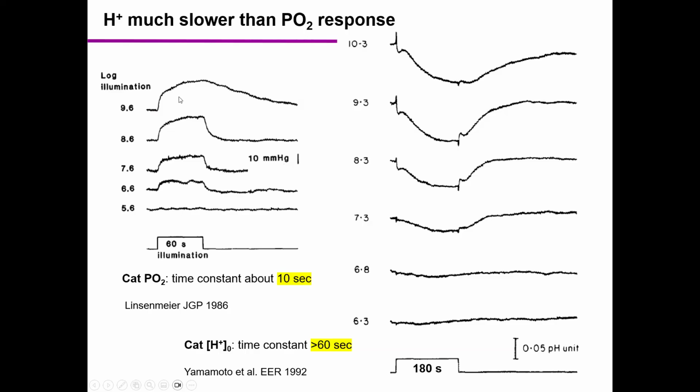So the decrease in oxidative metabolism that you see with PO2 electrodes seems to be much faster than the decrease in glycolytic metabolism that you see with pH electrodes. So I don't know if that resonates with anybody or whether that's a surprise, but that's what we find.